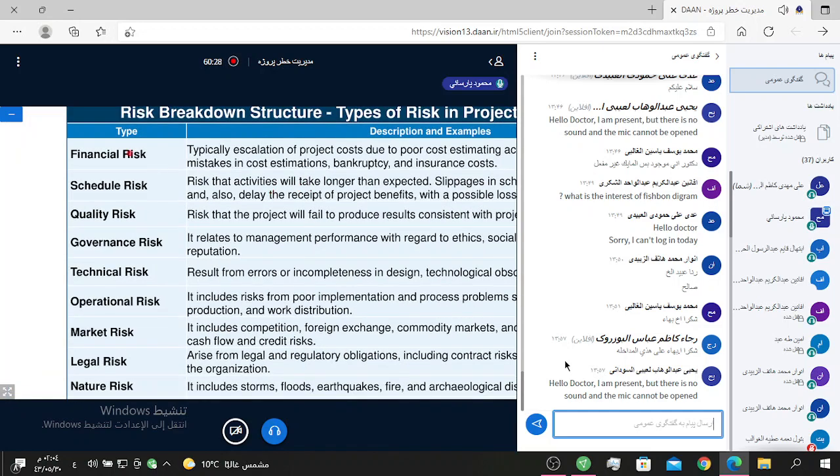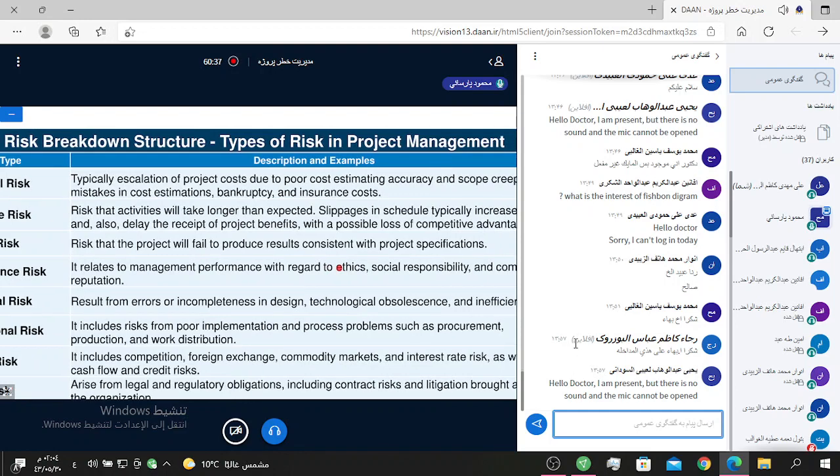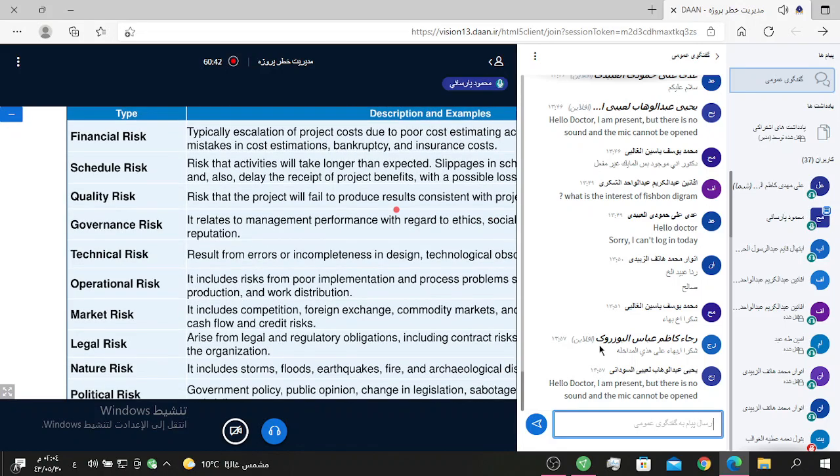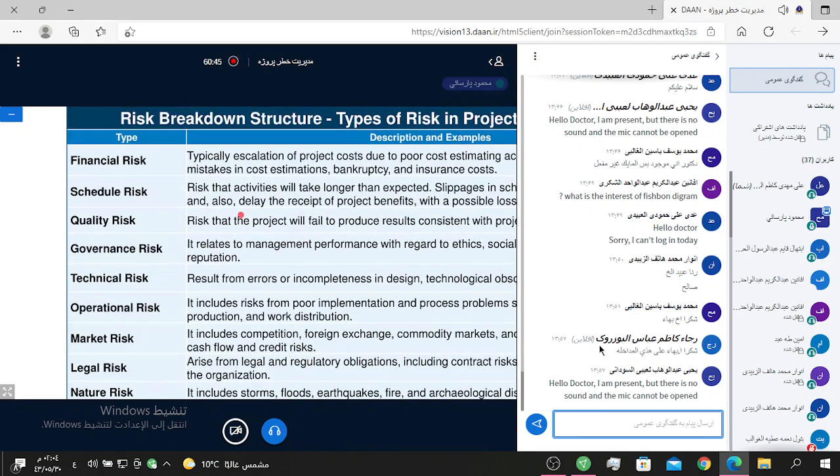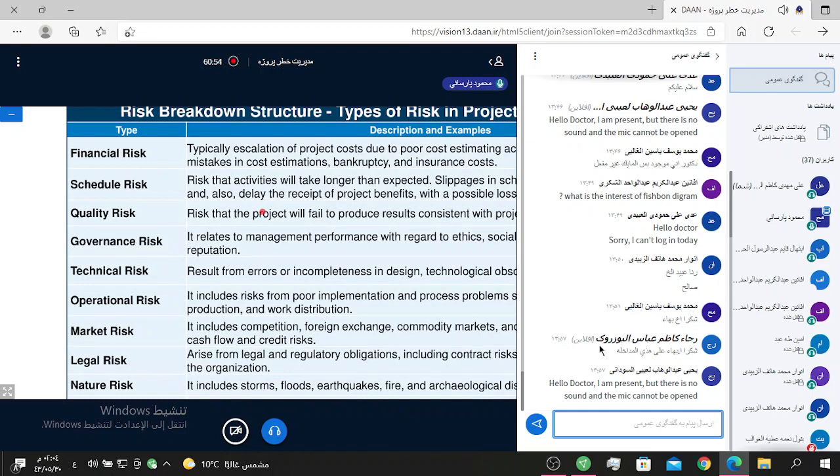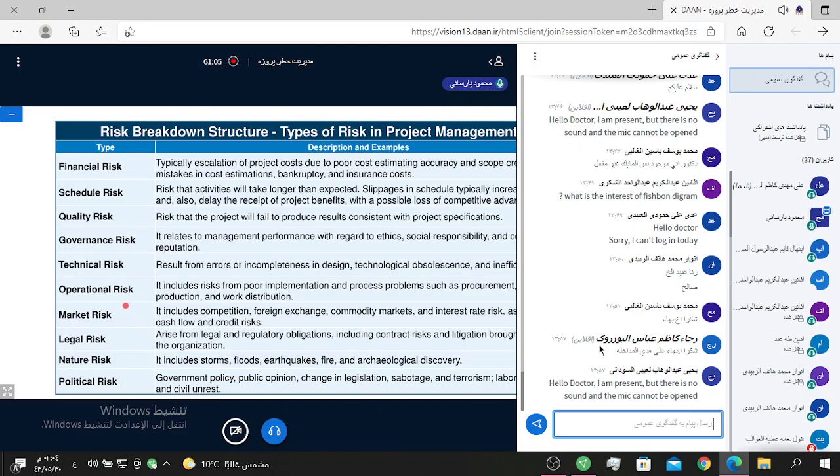From the left, five groups or categories of risks, and the next column is a description and examples about these categories. The types of categories of risk in the risk breakdown structure are such as financial risk, schedule risk, quality risk, governance or governmental risk, technical risk, operational risk, market risk, legal risk, and political risk.